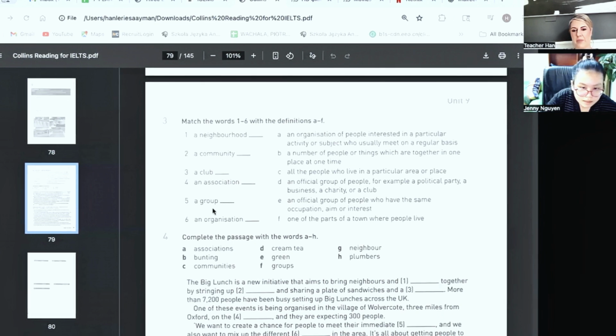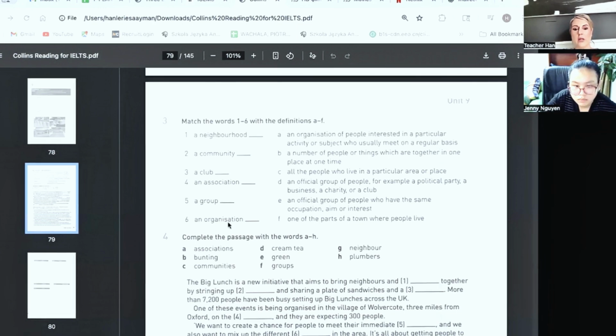Yes, B. Yes, a number of people or things which are together in one place at one time. And then what about the last one, an organization? B. D, an official group of people. For example, a political party, a business, a charity, or a club. That's an organization. Any questions so far, Jenny?